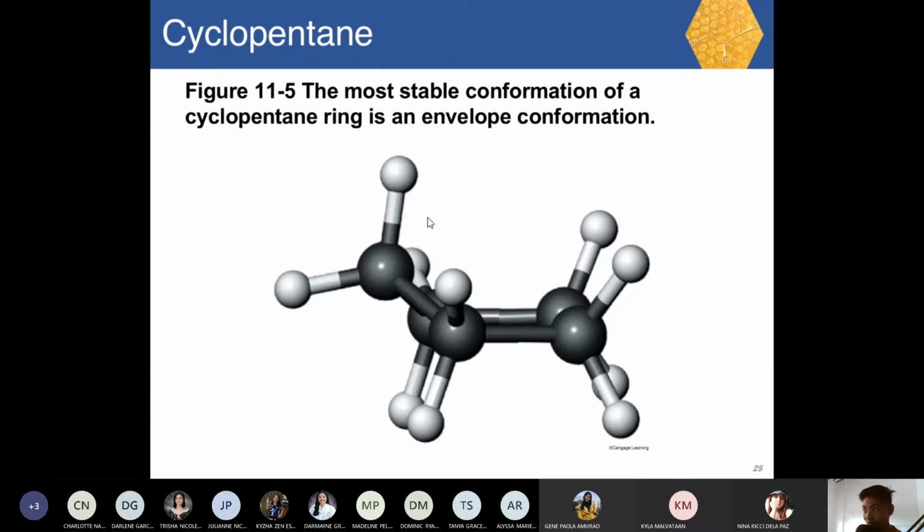Bakit? Imagine that, etong carbon na to, pwede mo yan i-flip dito. Just like your envelope, di ba? Di ba yung envelope flat yan? Tapos pag tinakip mo yung triangle sa taas, you have your envelope. Parang ganito yan. So ito, square yan, 1, 2, 3, 4. Then, itong nasa taas, parang envelope yan.